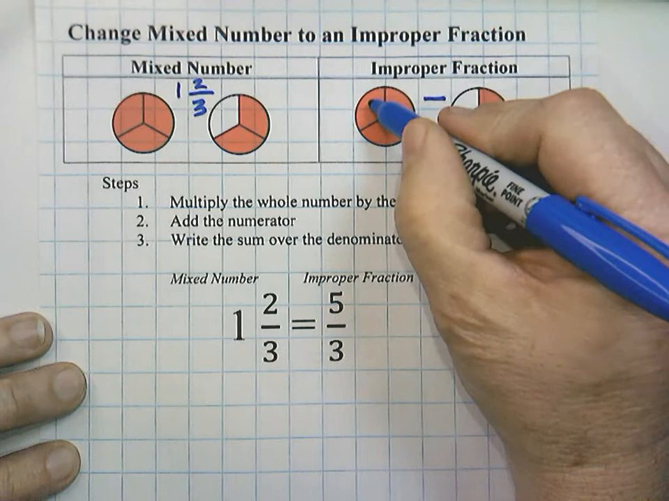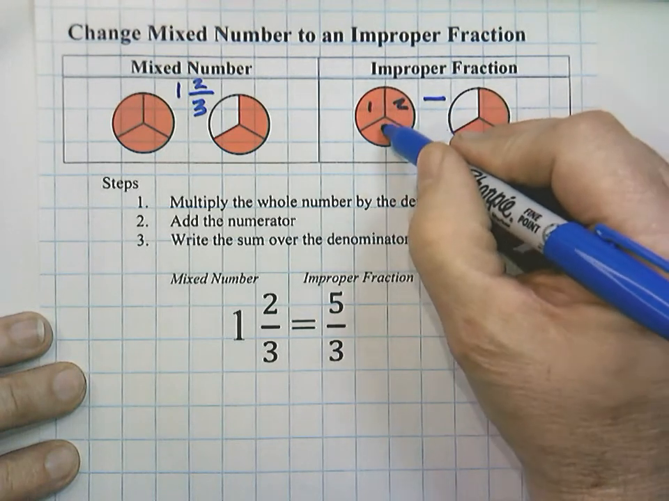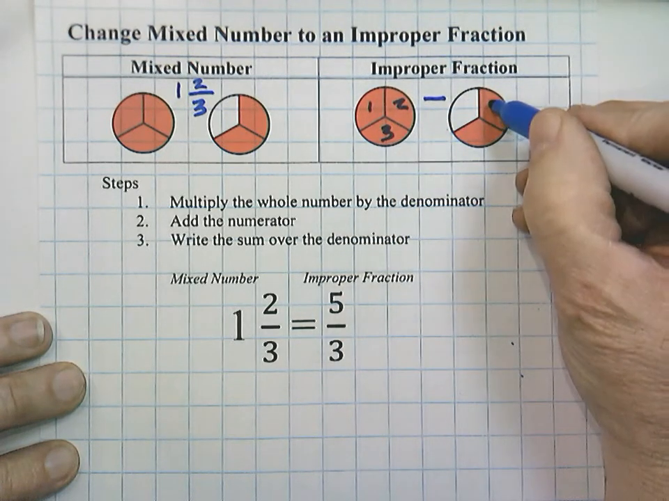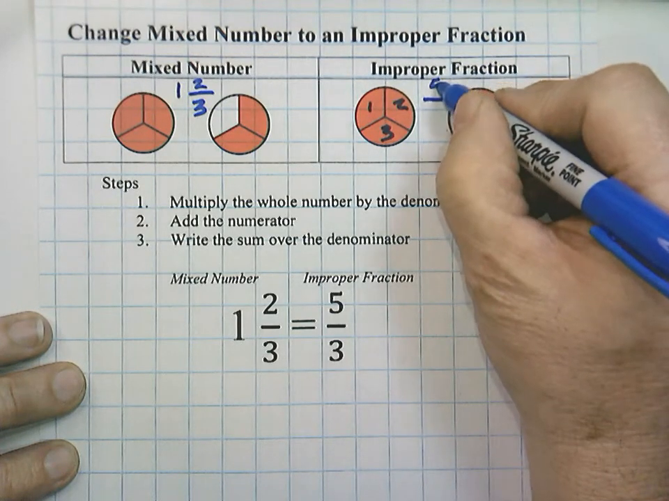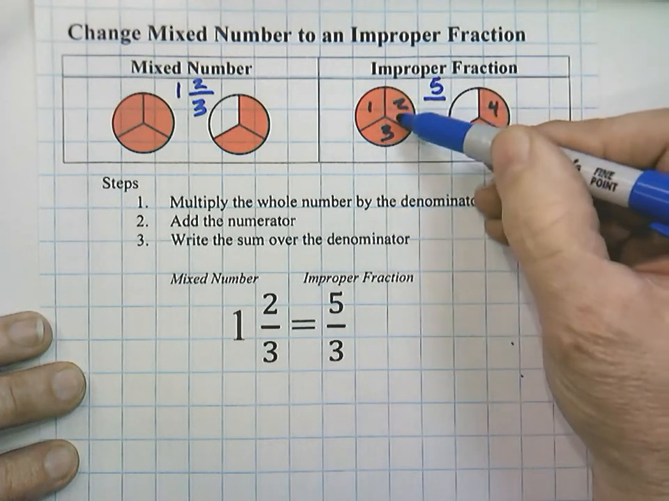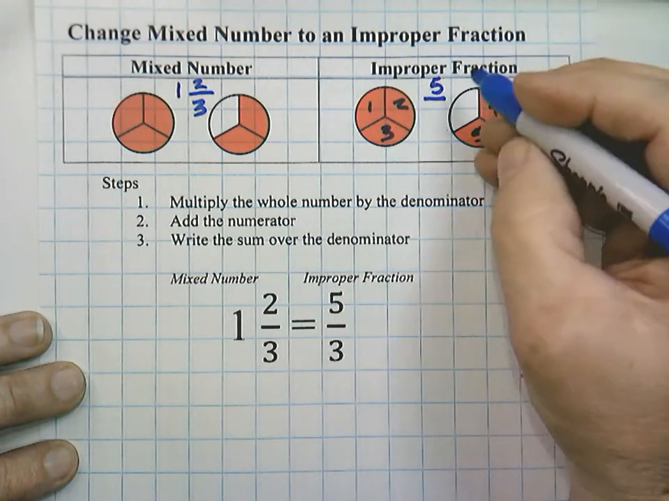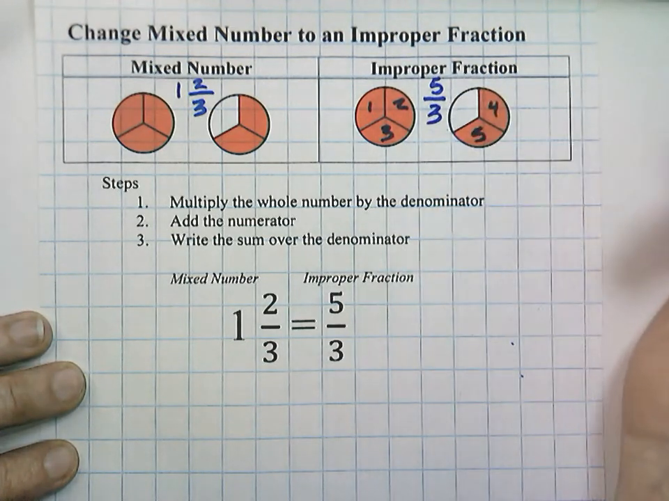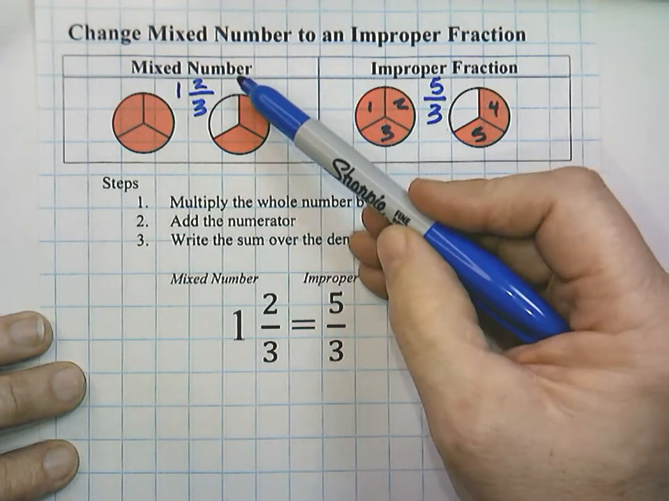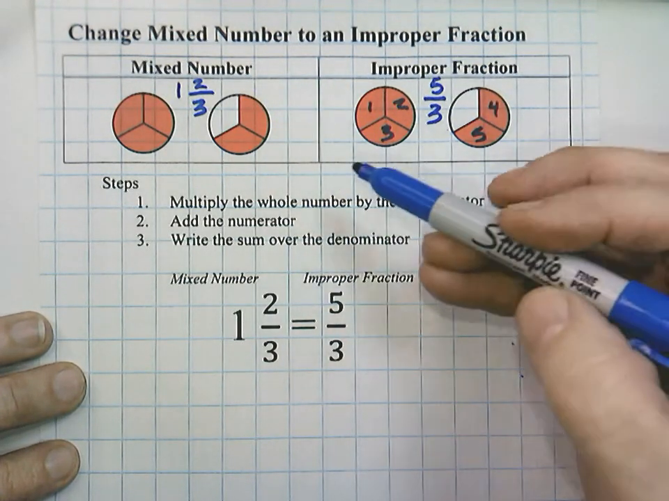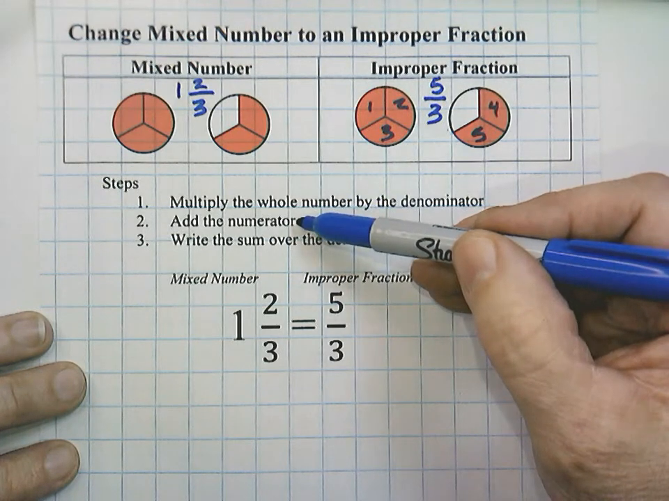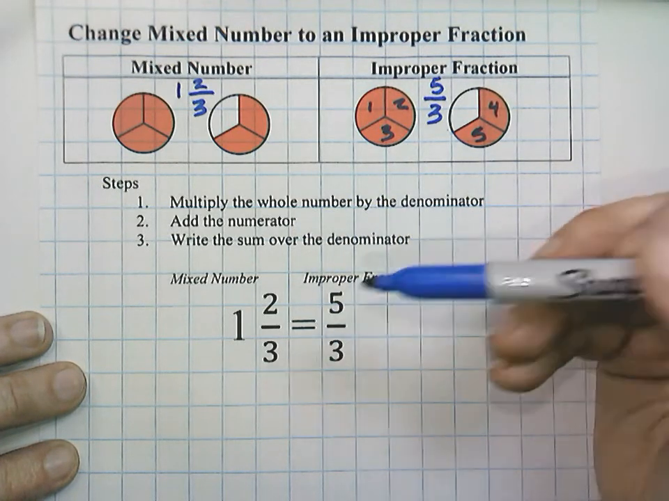We would have 1, 2, 3, 4, 5 red sections, and they are thirds. This side is a 1, 2, 3, and this is 1, 2, 3, so 5/3. How do we change from a mixed number to an improper fraction? Well, our steps are to multiply, add, and then write the sum over the denominator. Let me show you how that works.